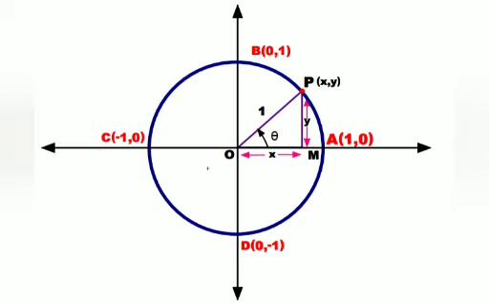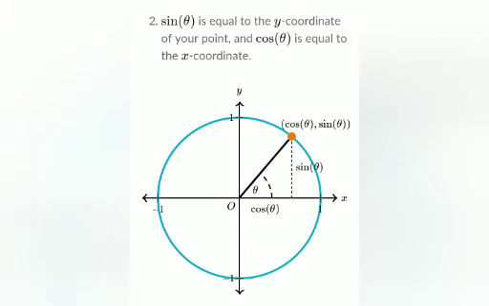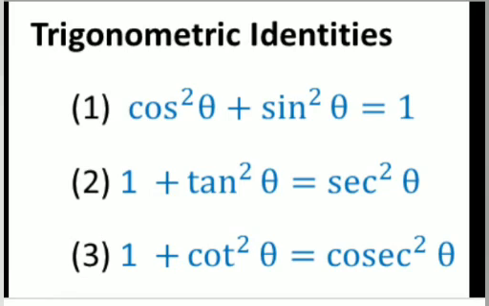sine theta is equal to perpendicular divided by hypotenuse, that is y divided by 1, and that is equal to y. And cos theta is equal to base divided by hypotenuse, that is x divided by 1, and that is equal to x. Thus we get sine theta is equal to y and cos theta is equal to x. Or we can say sine theta is equal to the y coordinate of the point and cos theta is equal to the x coordinate. Now we use this unit circle to prove these trigonometric identities.